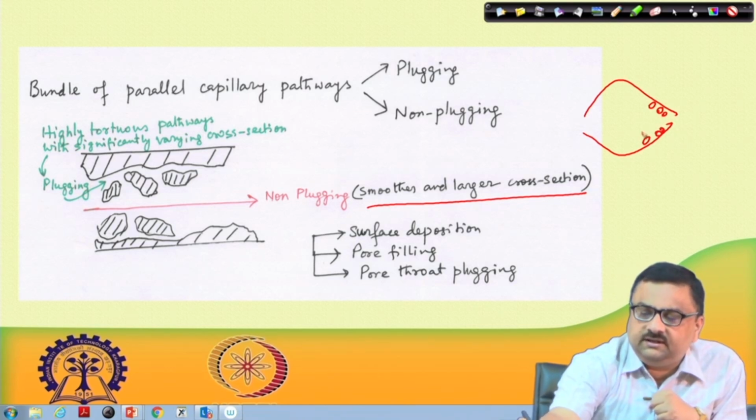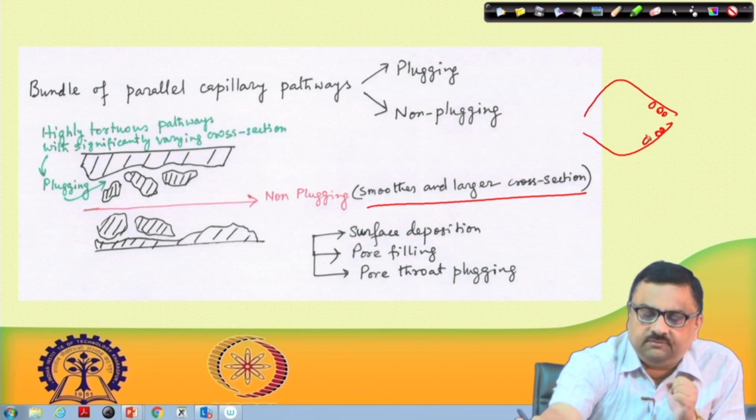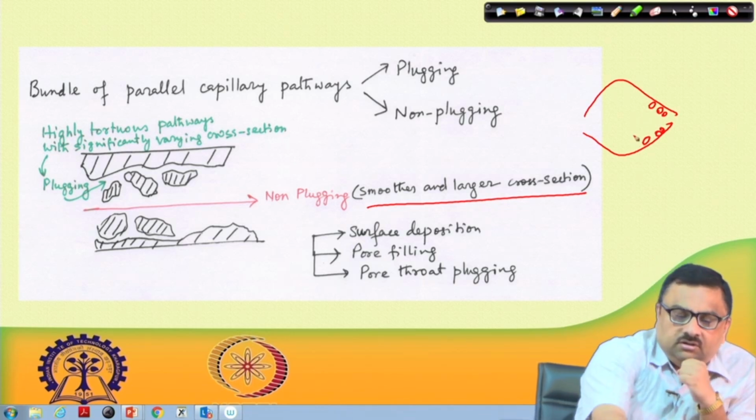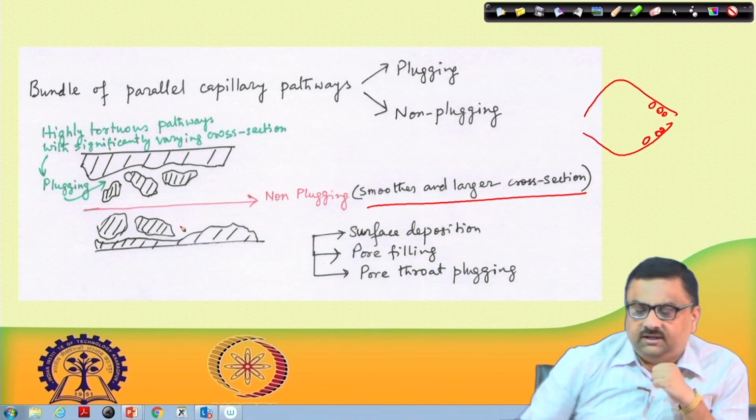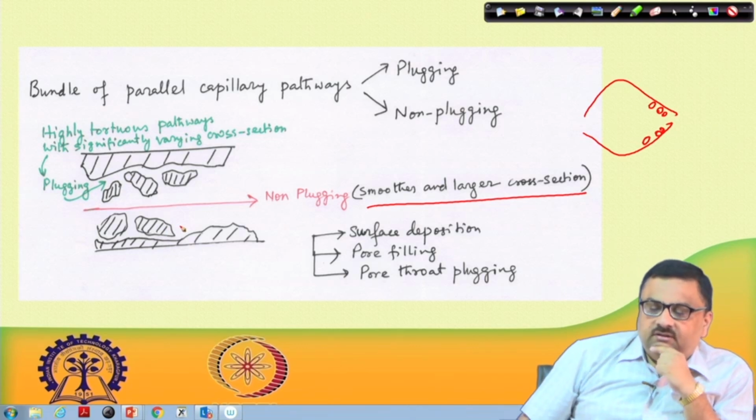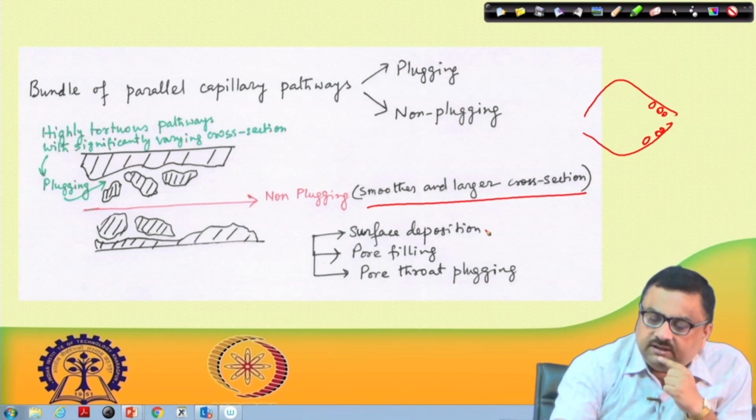So, this is going to be, there would be a plugging, that is what we are talking about, plugging here. So, these plugging pathways are highly tortuous pathways with significantly varying cross section. So, that is called plugging pathways and this is called non-plugging. Now, there could be all these phenomena happening.